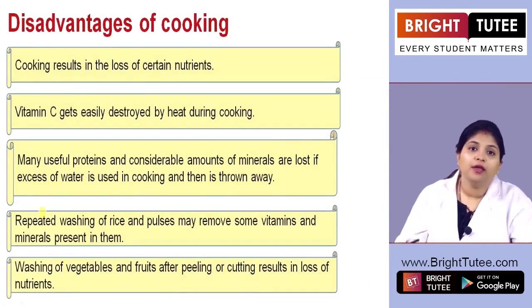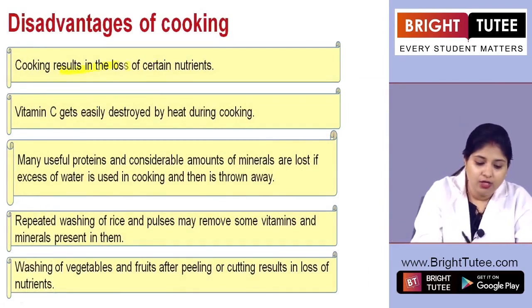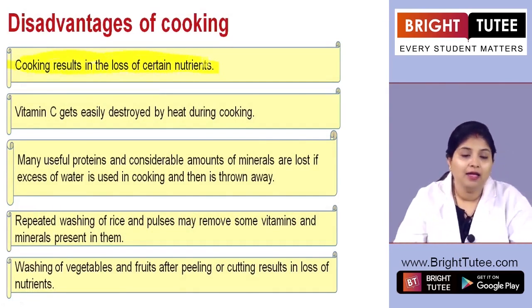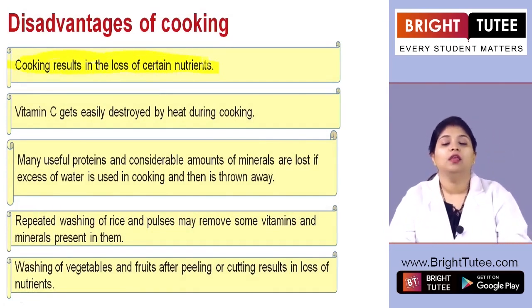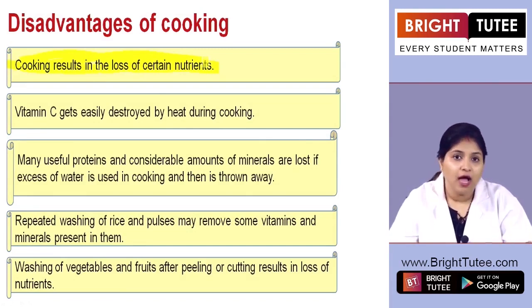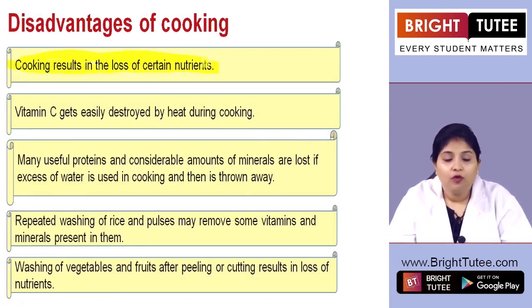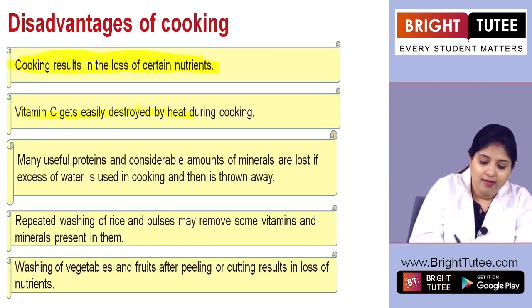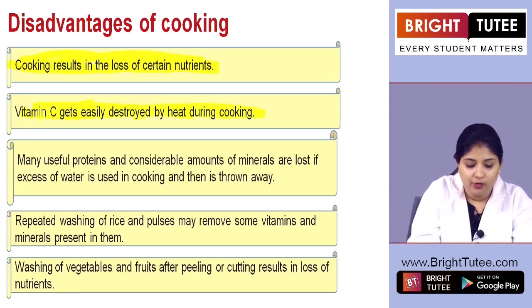First of all, cooking invariably results in the loss of certain nutrients, right? What happens is that high temperature causes the nutrients in the food to get destroyed. Especially protein gets destroyed at higher temperature, right? Also, vitamin C is easily destroyed by heat during cooking.